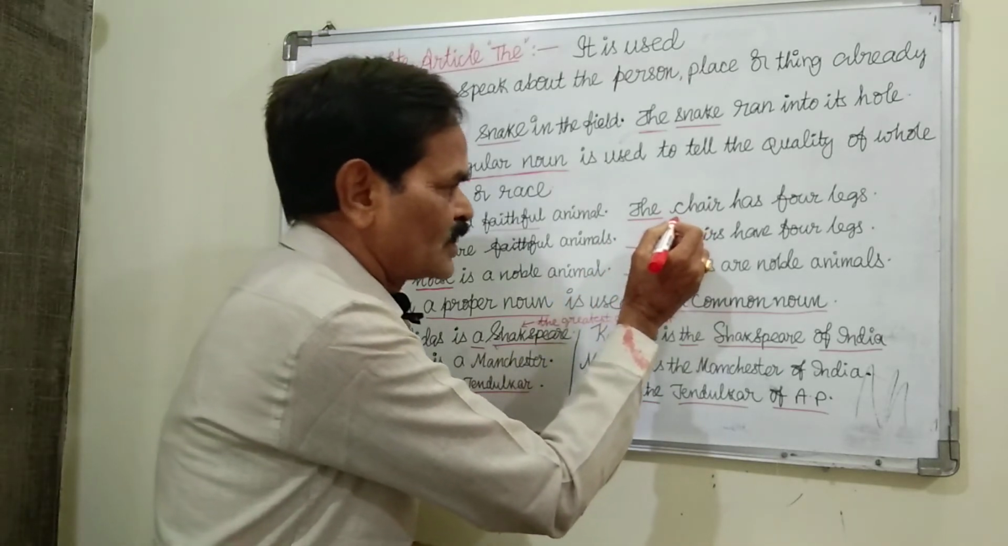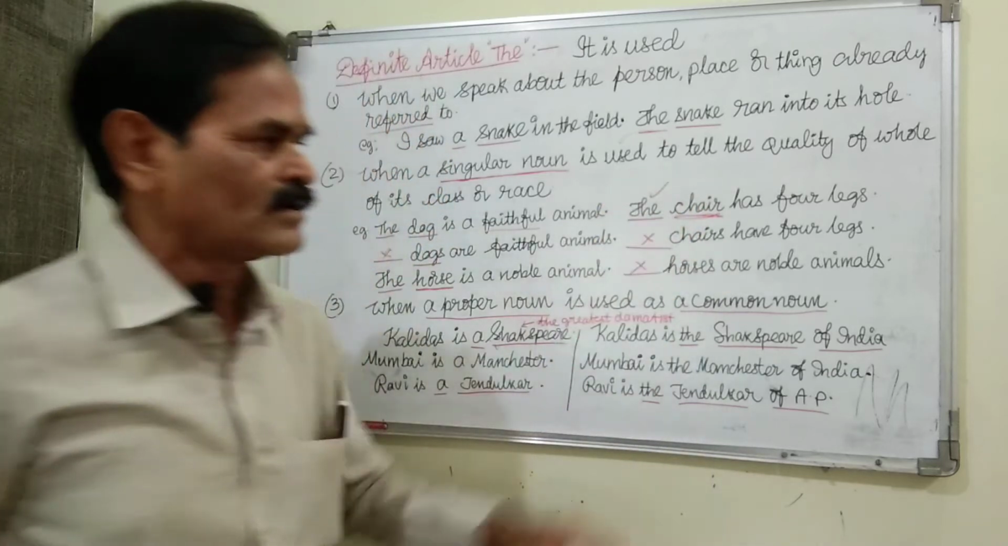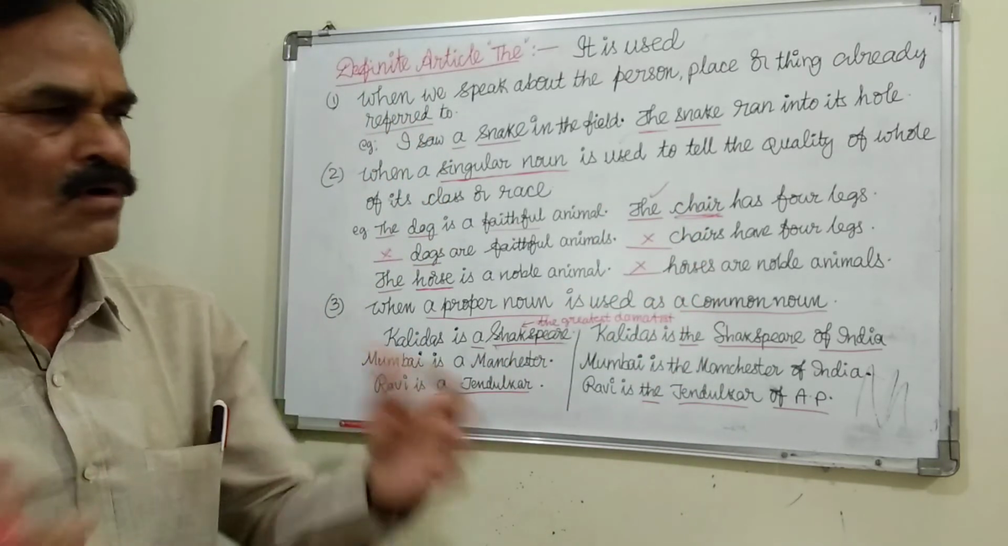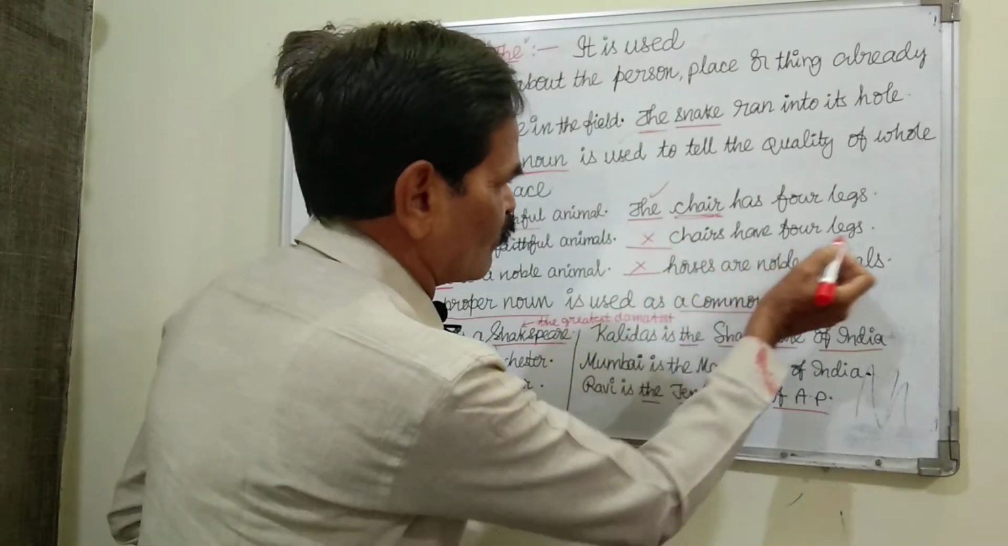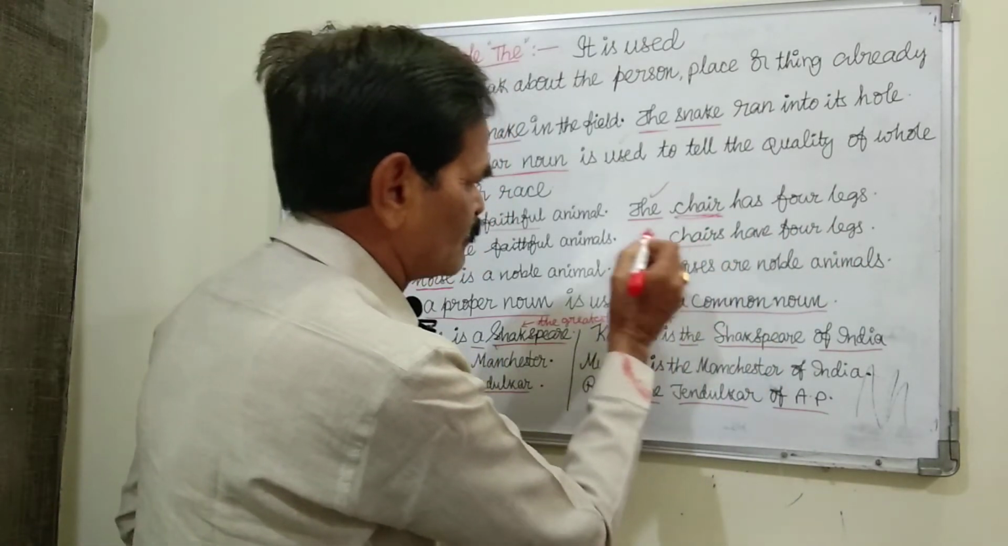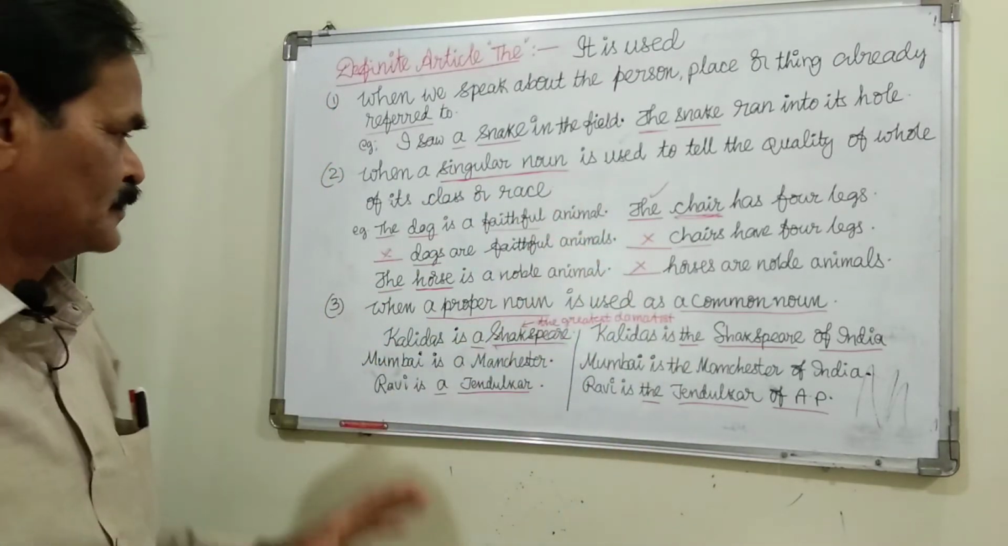So here chair is a singular noun, so before the singular noun we have to use the. Then it is applicable to all the chairs. When you say chairs have 4 legs, it is a plural. Before that we should not use an article. We put a zero mark only.